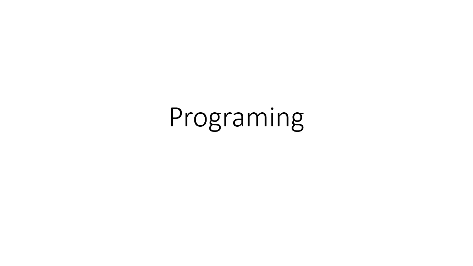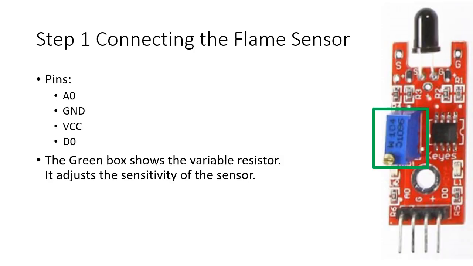Okay, these slides are about programming. Fire sensor. It detects the infrared light from a fire. The one we are using has 4 pins: analog output, ground, VCC, and a digital output. We are only using the digital output, and VCC and ground are provided. Analog output is not used for this project.